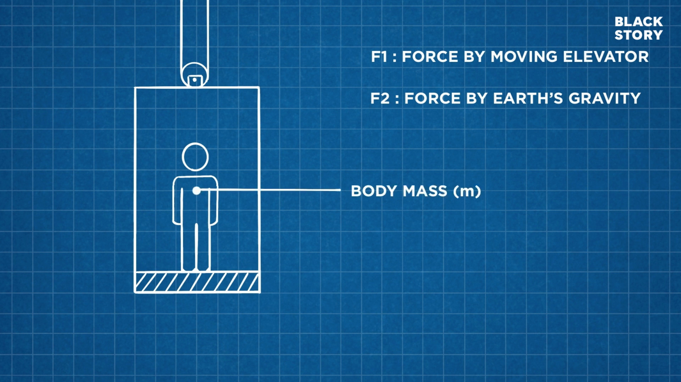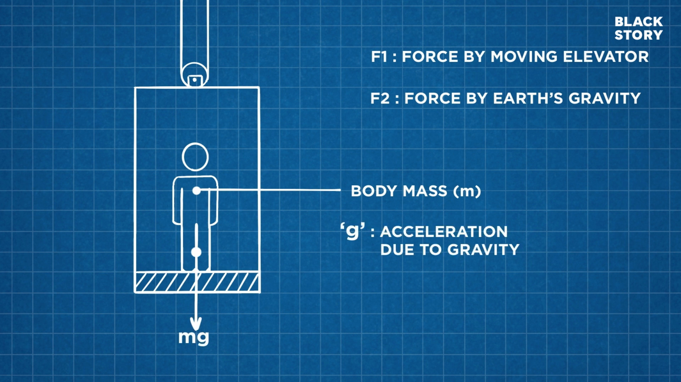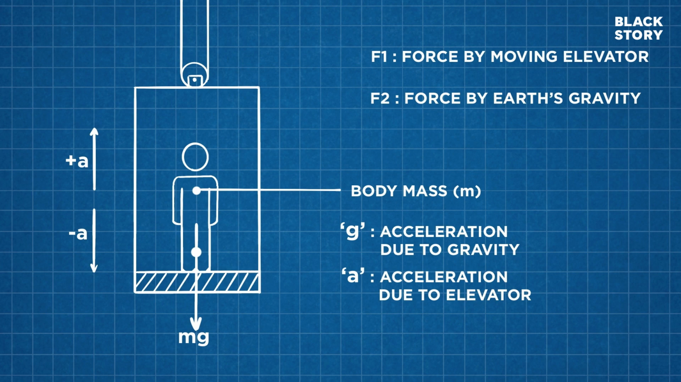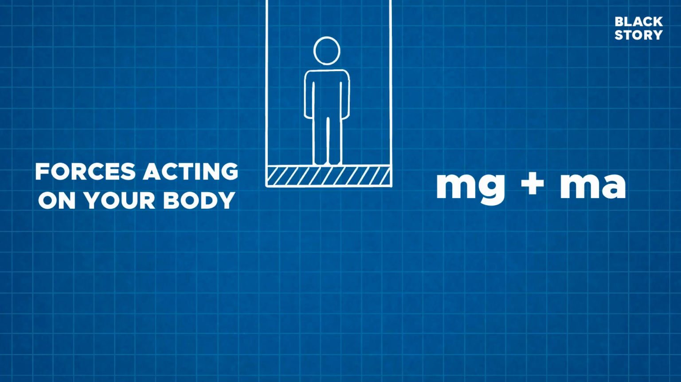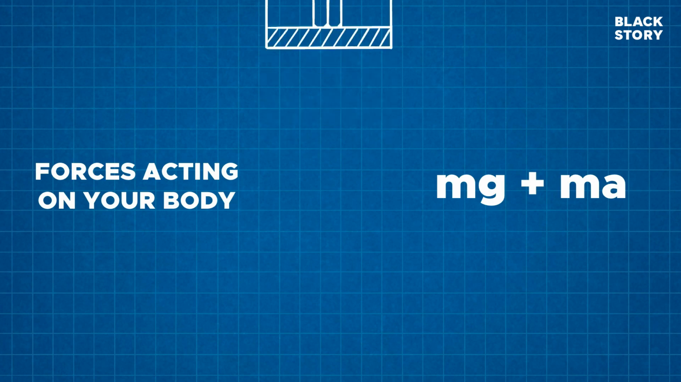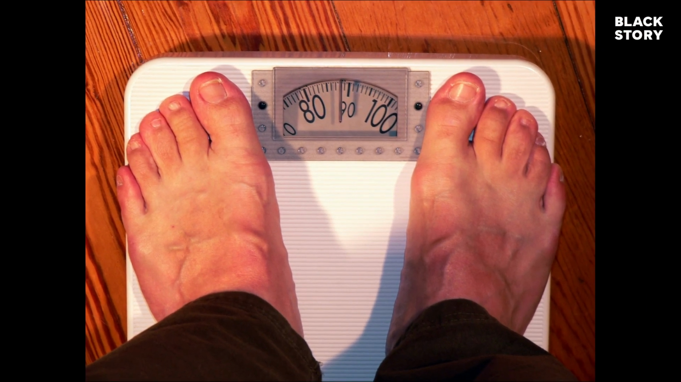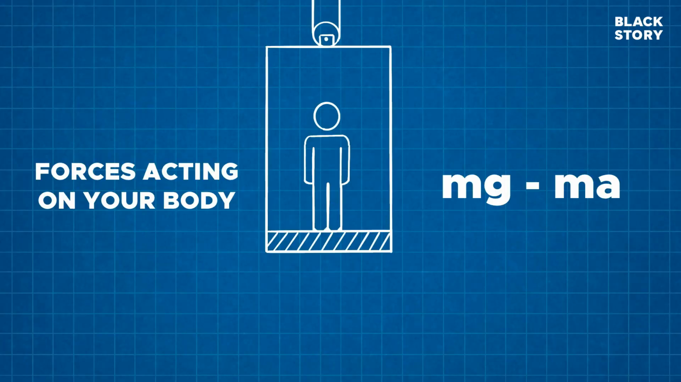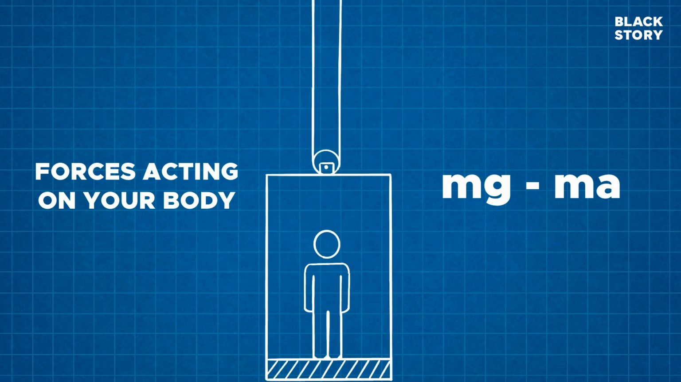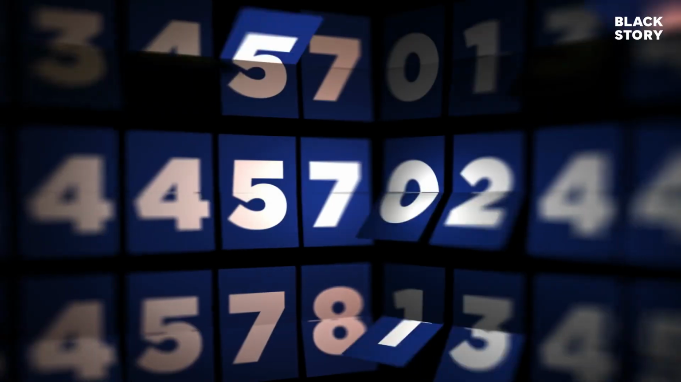Consider that your body mass is m, acceleration due to gravity is g, and acceleration due to the moving elevator is a. When the elevator is accelerating upward, the net force acting on your body is mg + ma. Due to this net force, you feel heavier than your actual weight. When the elevator is moving downward, the net force acting on your body is mg − ma. So you feel lighter than your actual weight.